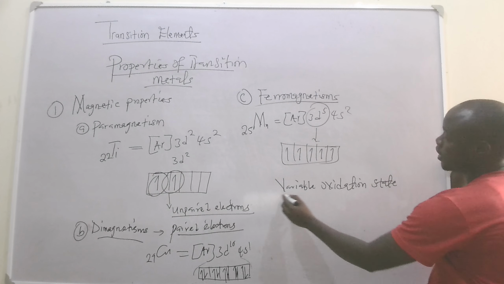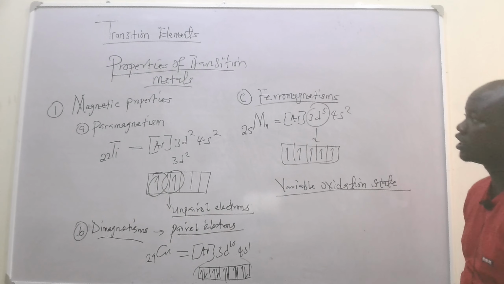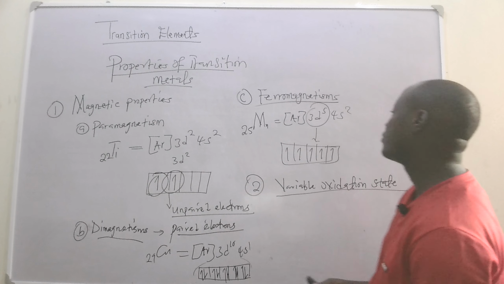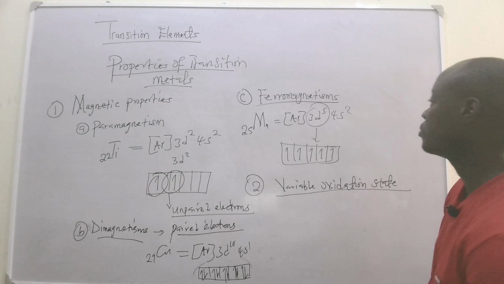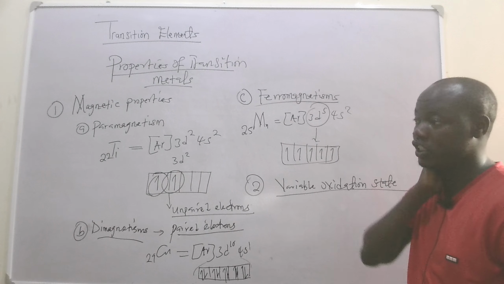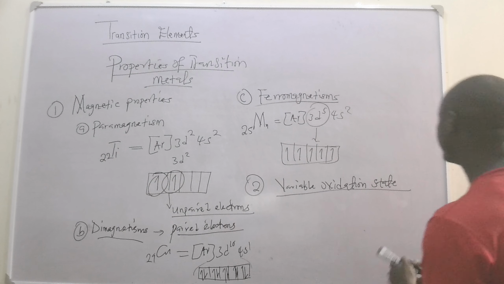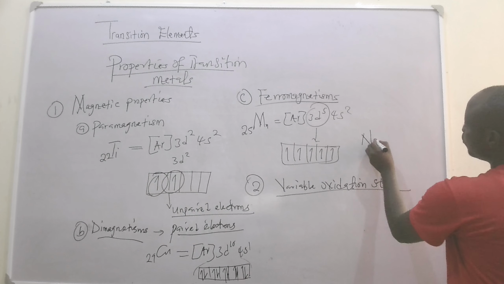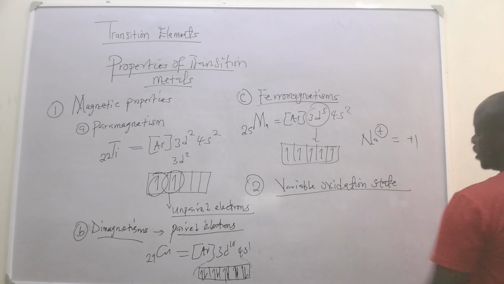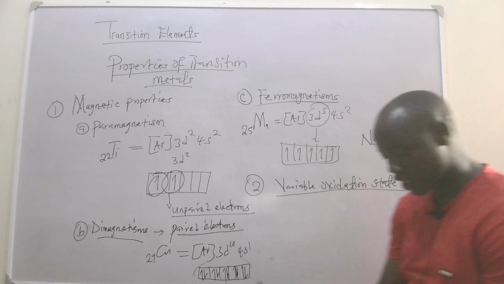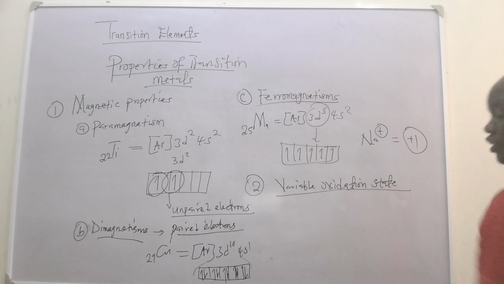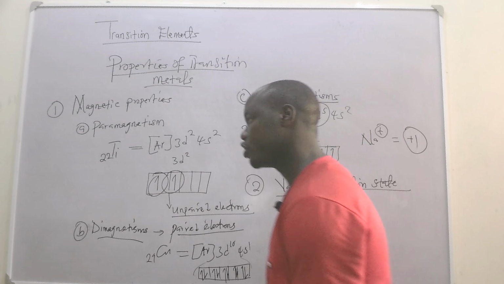Transition elements generally have variable oxidation state. So this is the second chemical property of transition elements. Generally, transition elements have variable oxidation state, unlike sodium, which has only one oxidation state, which is +1. Because when it loses one electron, it's not going to lose any other electron. So that is why they have a constant oxidation state.